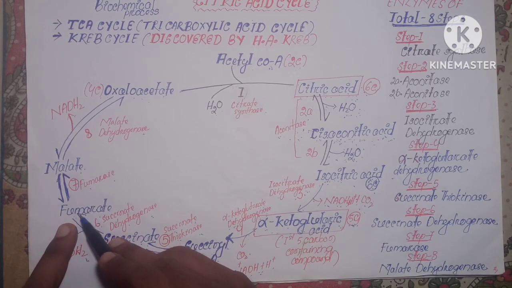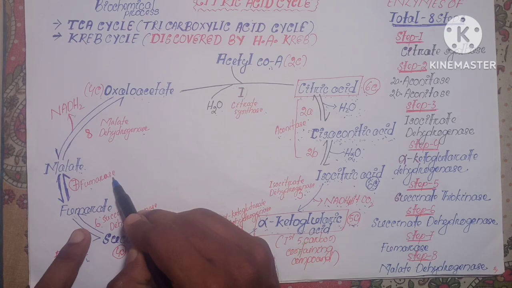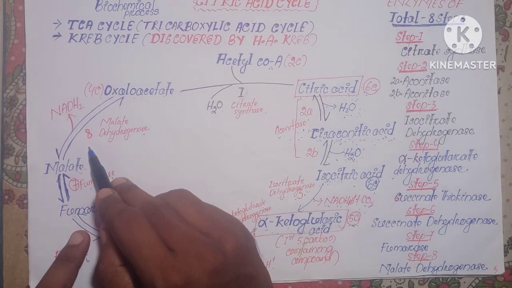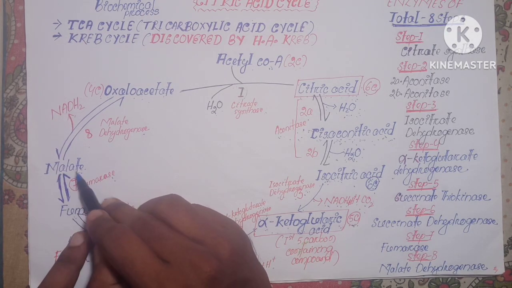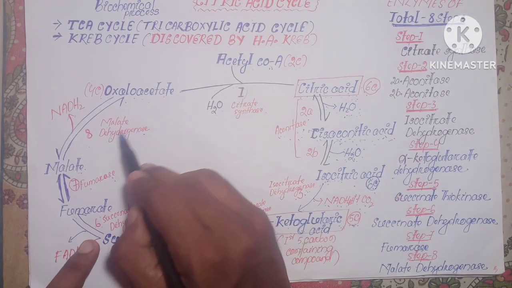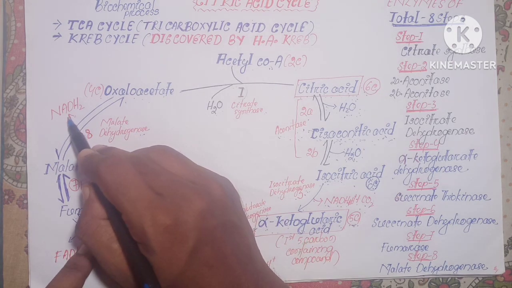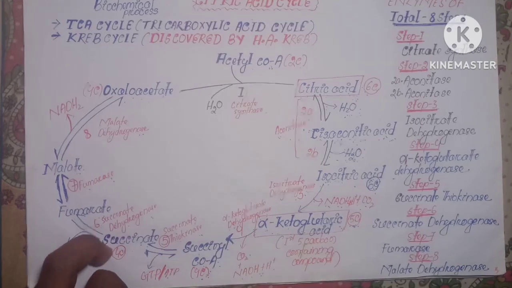In the next step, the fumarate is converted into malate by the presence of fumarase. In the last step of the cycle, the malate is converted into oxaloacetate by the presence of the enzyme malate dehydrogenase. Here another 1 molecule of NADH is released.